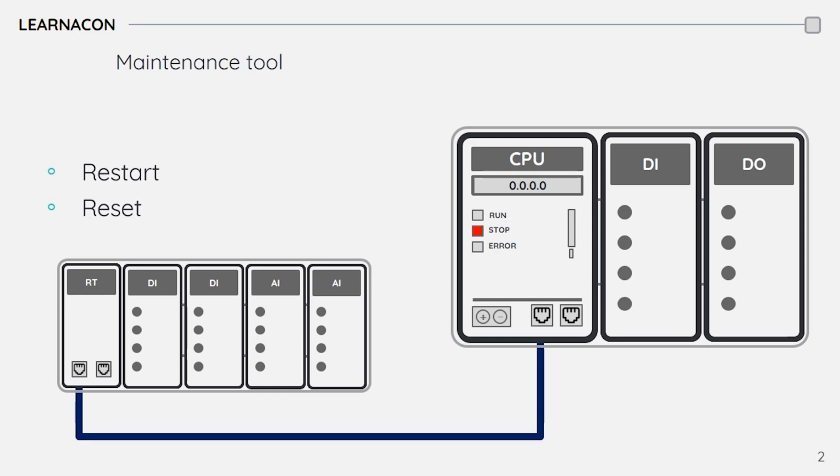Normally, restart and reset functions are done via the maintenance part of the programming package. However, some PLCs allow you to do it also via a hand switch on the CPU or even using a standalone utility tool.